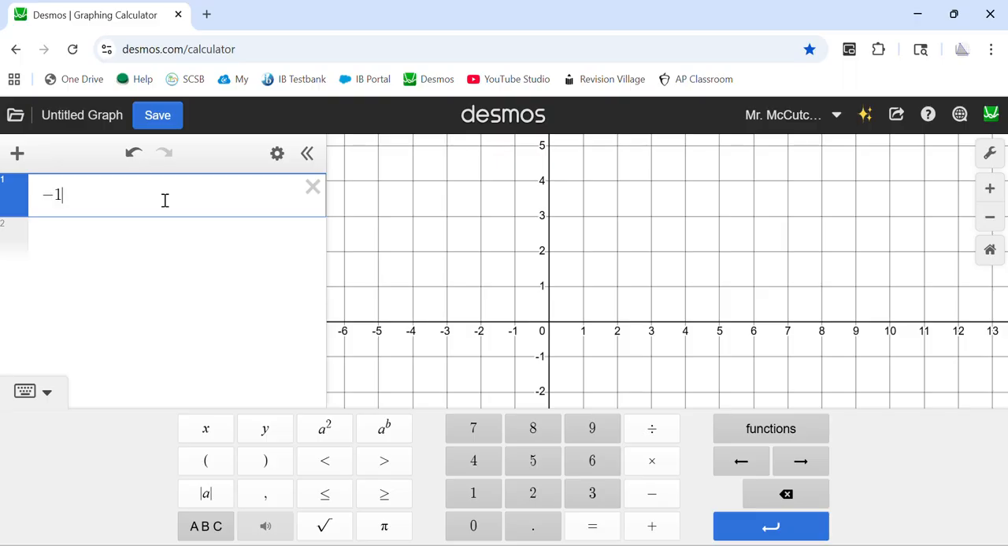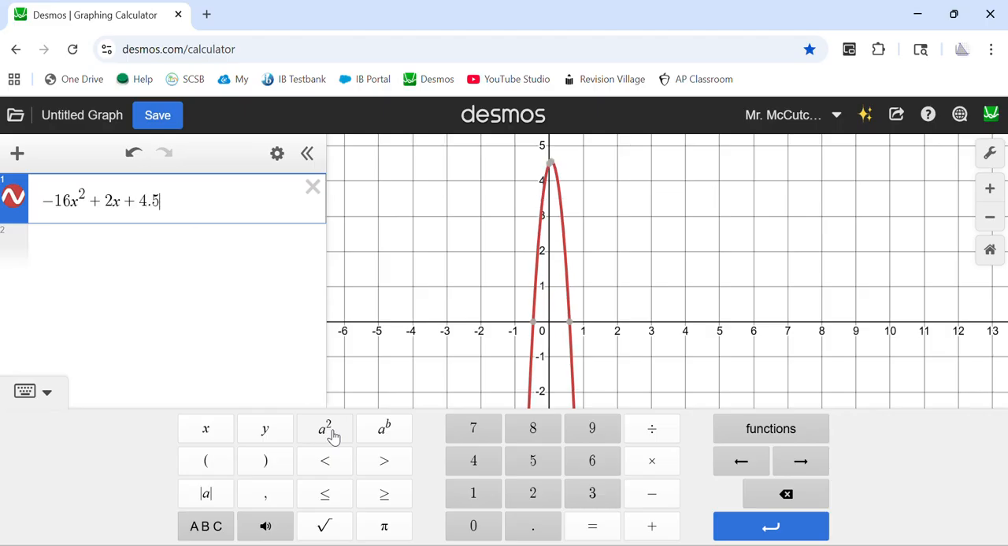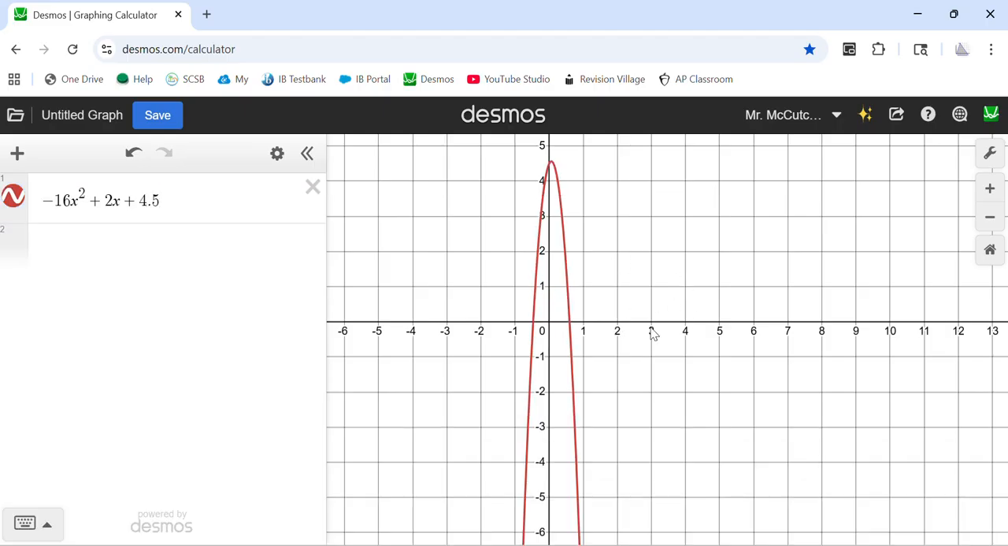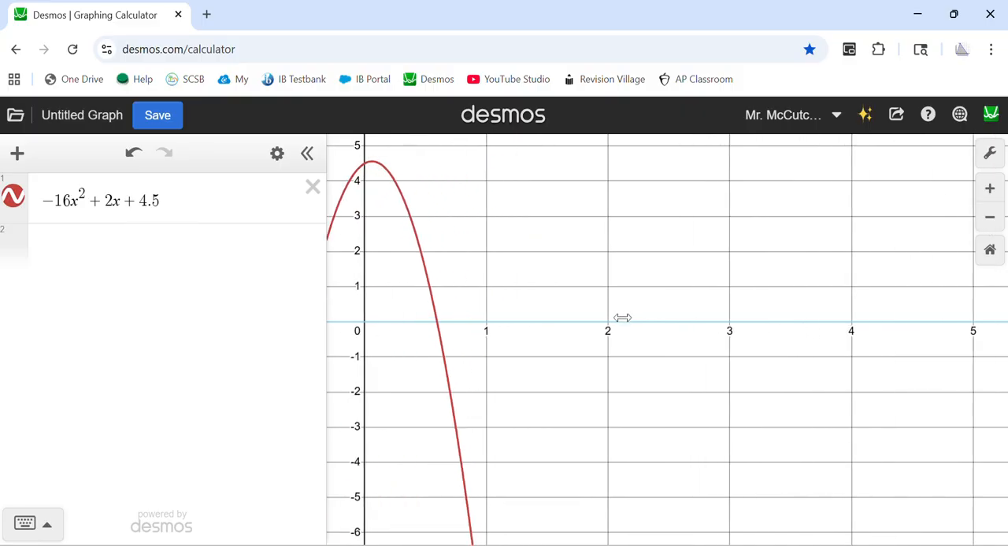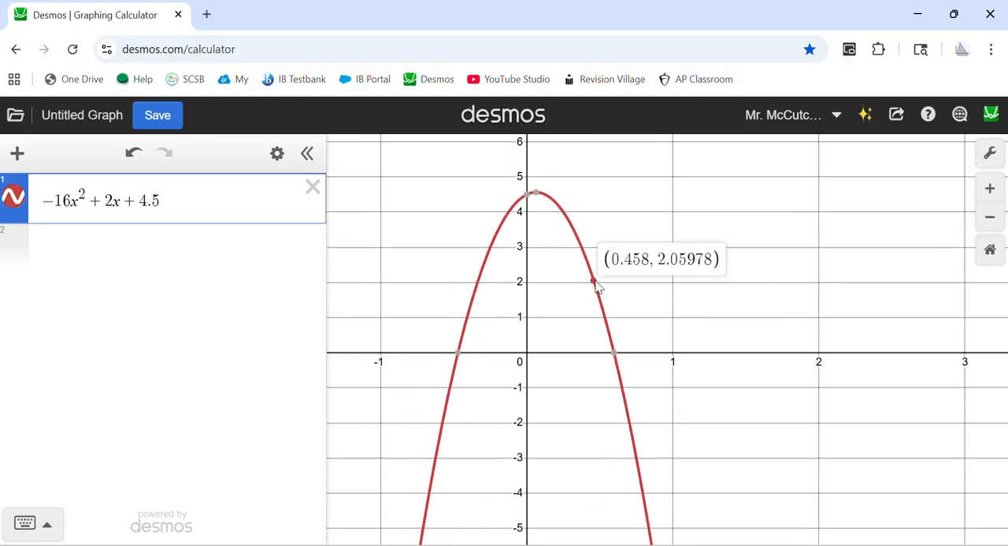Helps if you type first. Negative 16x squared plus 2x plus 4.5. Okay. Let's see, you can pinch and zoom. I'm just going to stretch it out. Great. It says, what does the y value of the vertex represent?